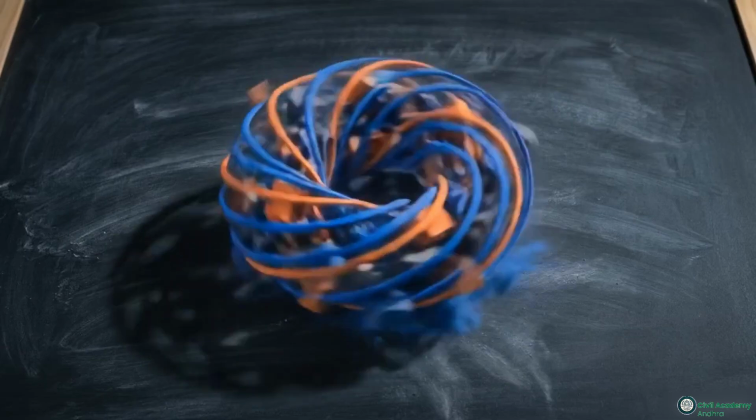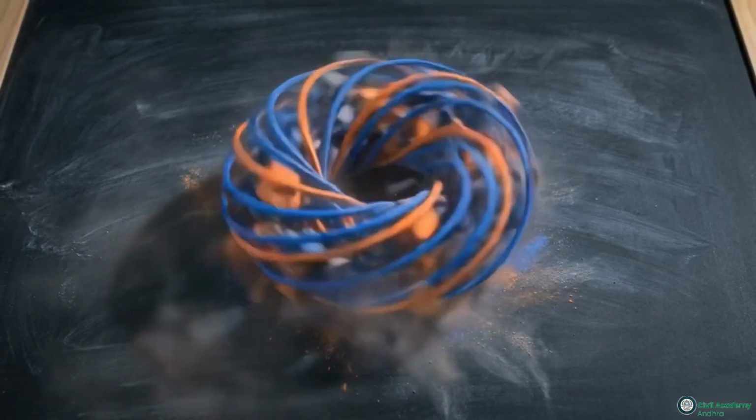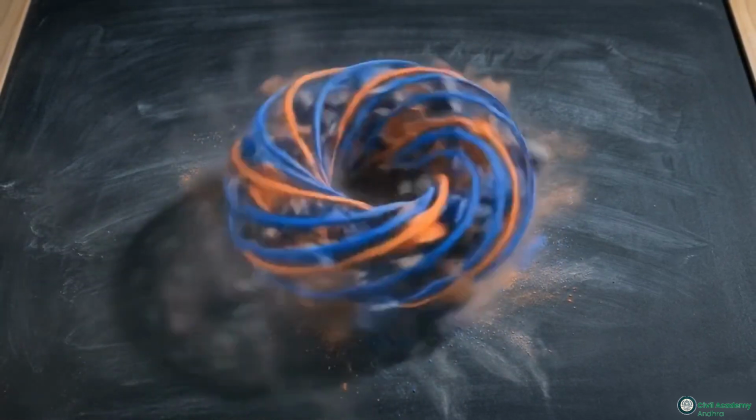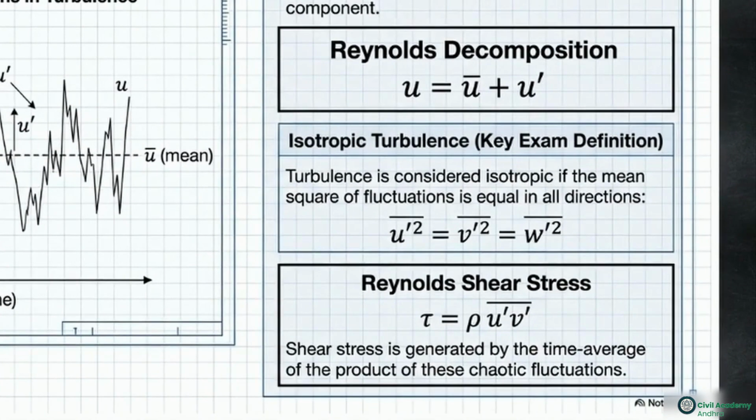In a turbulent state, tracking the instantaneous velocity of individual particles is impossible because of the chaotic nature of the eddies. Osborne-Reynolds modeled this by splitting velocity into two parts, a constant mean velocity and a fluctuating component. Note the definition for isotropic turbulence. If the mean square of these fluctuations is equal in all directions, the flow is isotropic, a frequent exam objective.